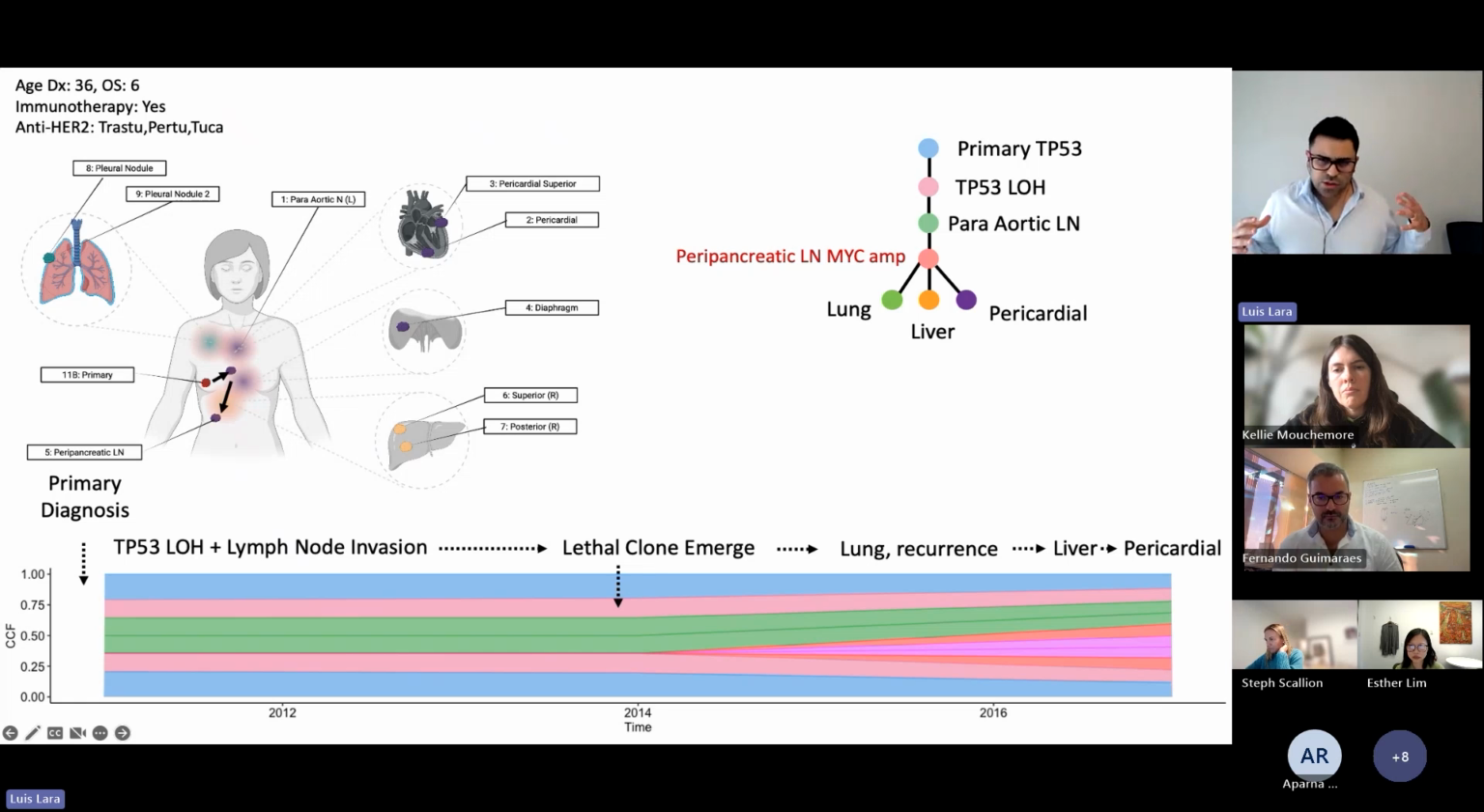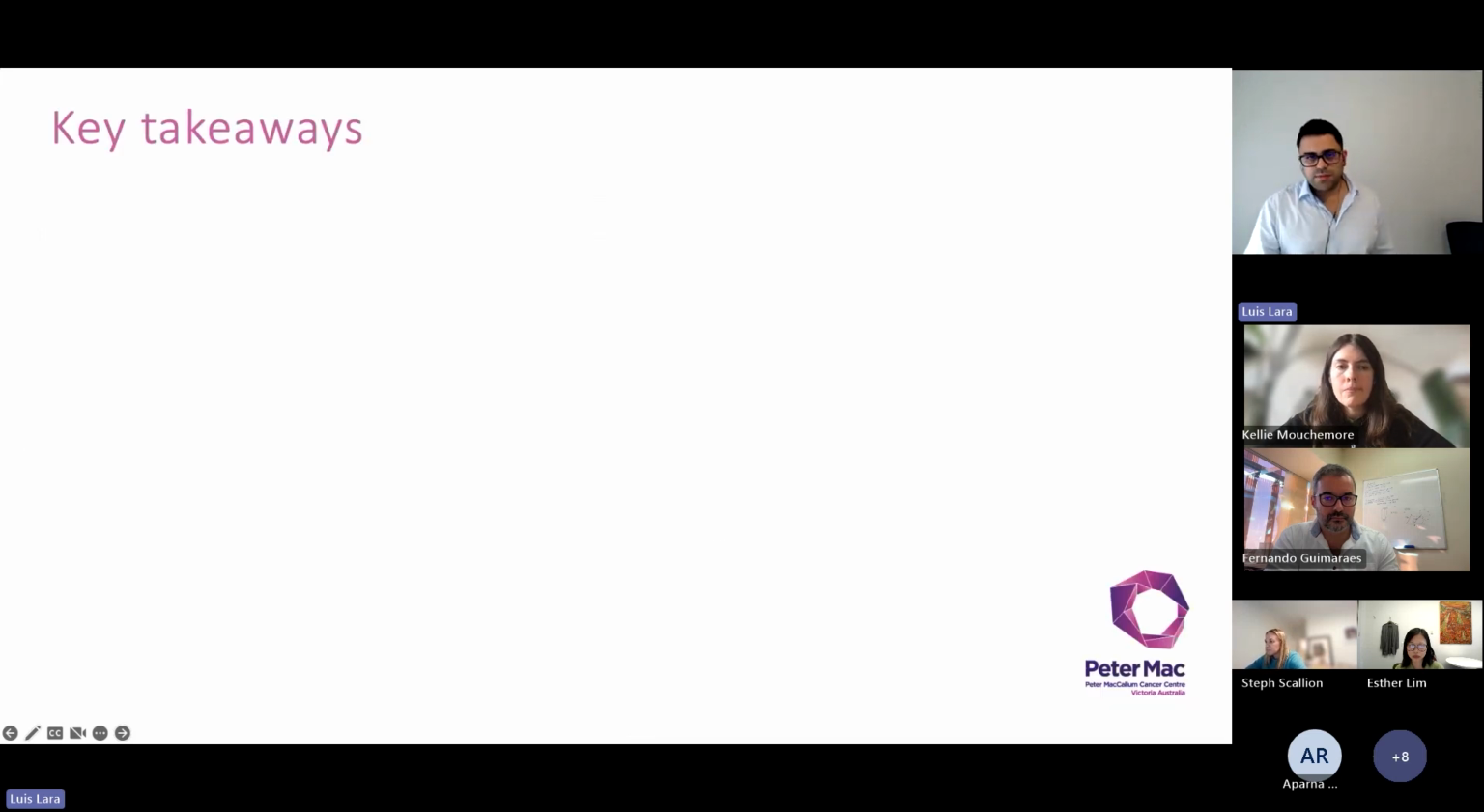So this is just to highlight how powerful it is to integrate all these samples to trace the evolution of this tumor and see these dynamic changes as they unfold on the timeline. And we are able to track when this lethal clone is emerging, and measure its composition, which is loss of HER2, TP53 LOH, and MYC and KRAS amplified, just to give you some key drivers of this tumor. So, key takeaways from this study.